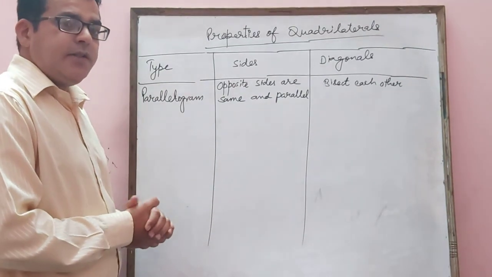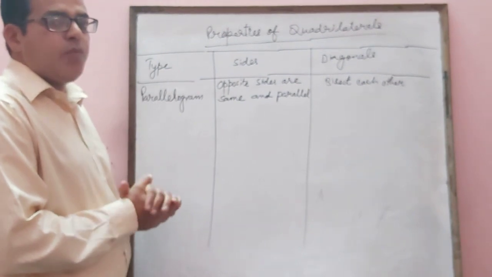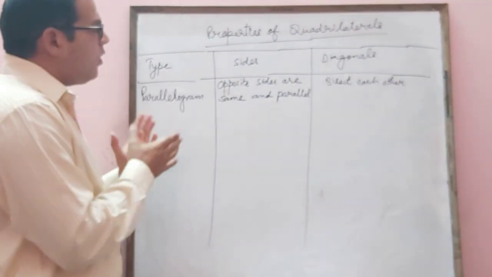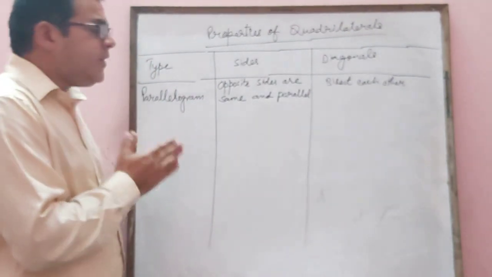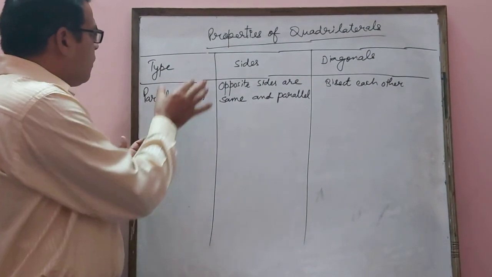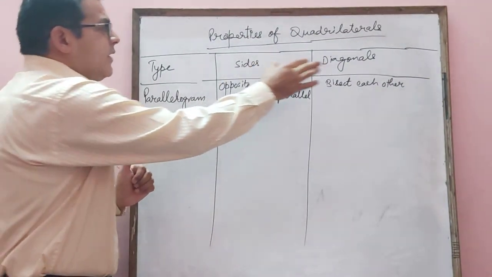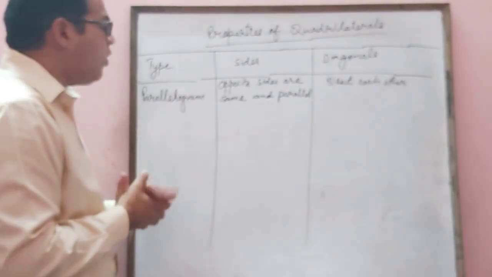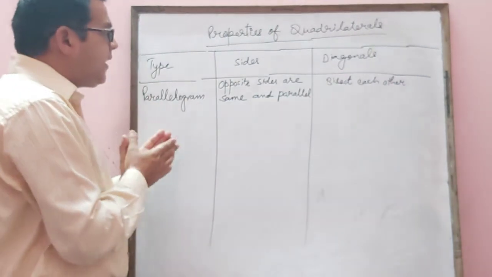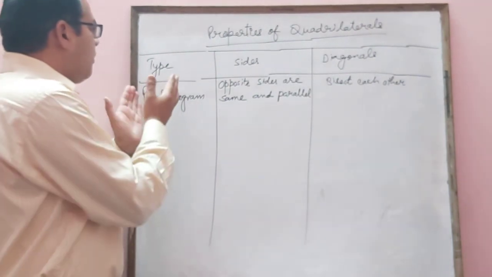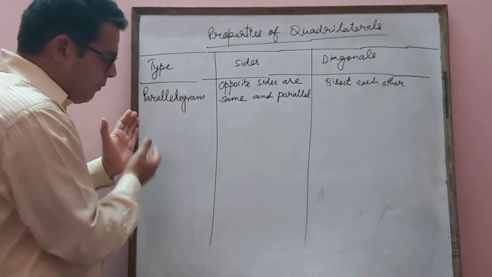Welcome to today's lesson. Today we will discuss properties of different types of quadrilaterals. You must know the properties of these quadrilaterals, right? So I made three columns here: one for the type of the quadrilateral, the second for sides, and the third for diagonals. So we will discuss today's properties of quadrilaterals with respect to their type, their sides and their diagonals, right?